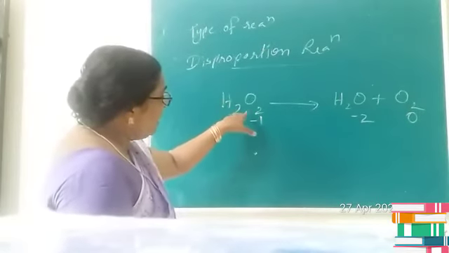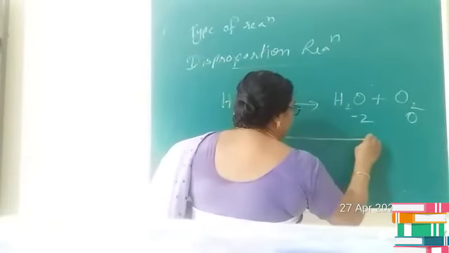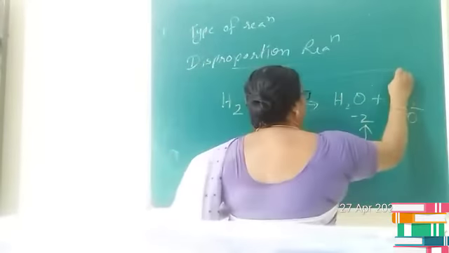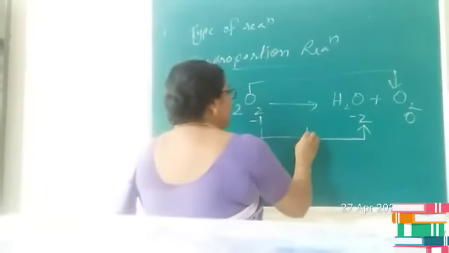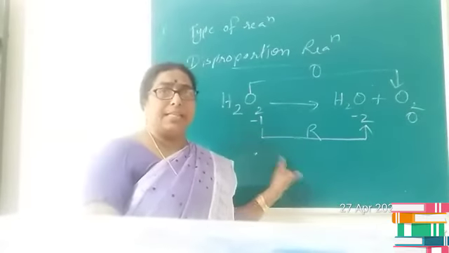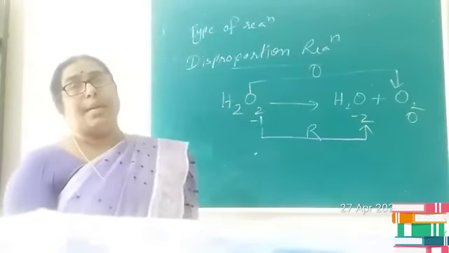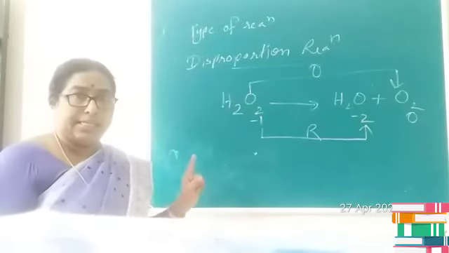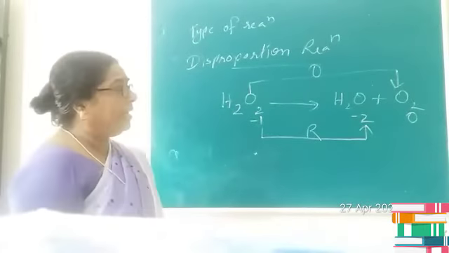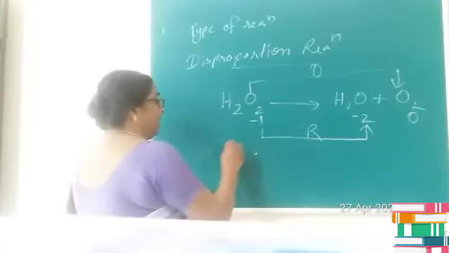So just see children here, the same element oxygen we are considering, and in one case the oxidation number of oxygen decreases from -1 to -2, and in the other case it increases from -1 to 0. That means the same element undergoes oxidation and reduction. So this type of reaction in which the same element undergoes oxidation and reduction is termed as disproportionation reaction. Is it clear?